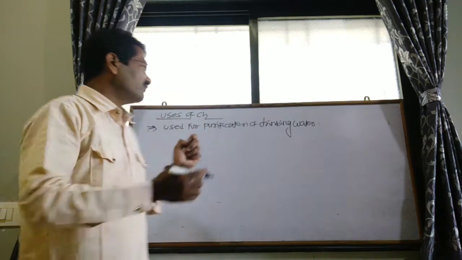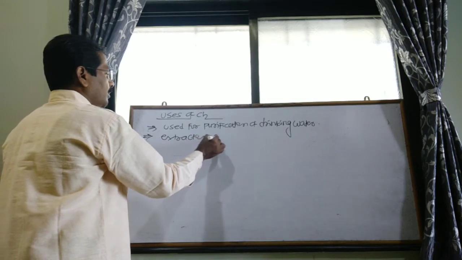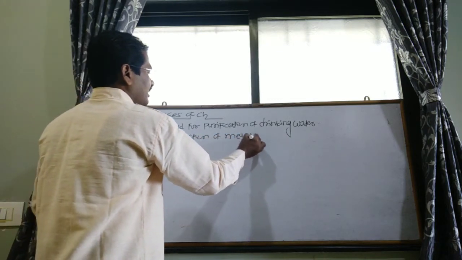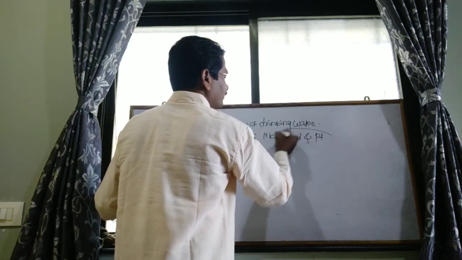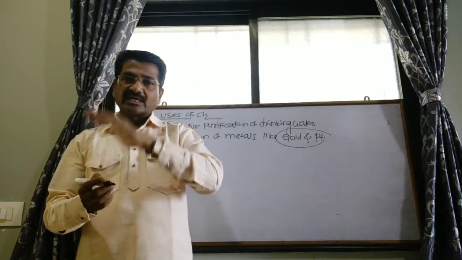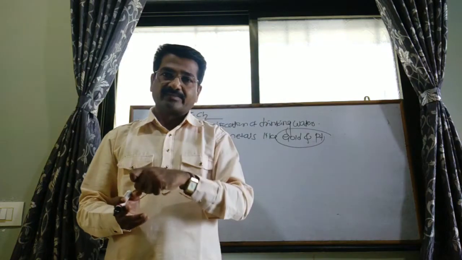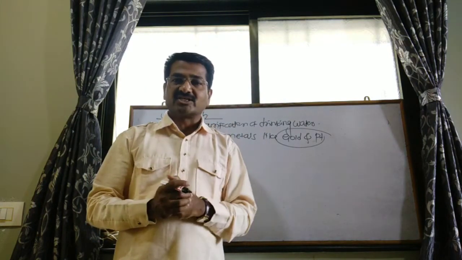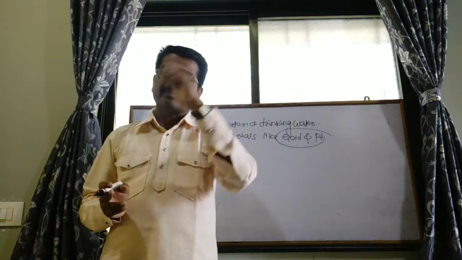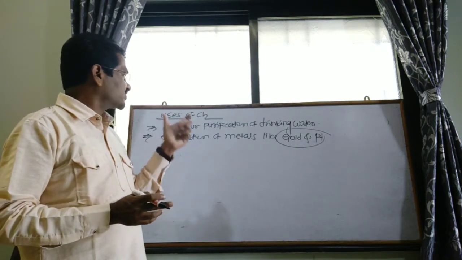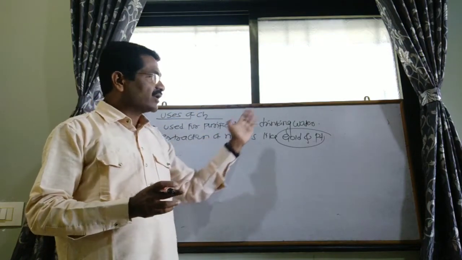Second, it is used for the extraction of metals like gold and platinum. These are precious metals which can be extracted. That process is called metallurgy. In that metallurgy, whenever gold and platinum are extracted, at that time we require chlorine for the purification or extraction. So we can write only the extraction of metals like gold and platinum.